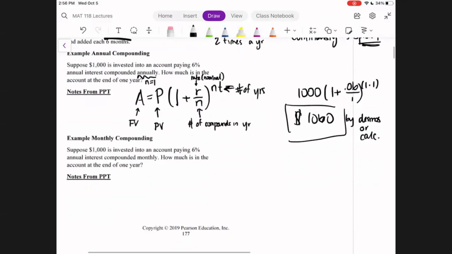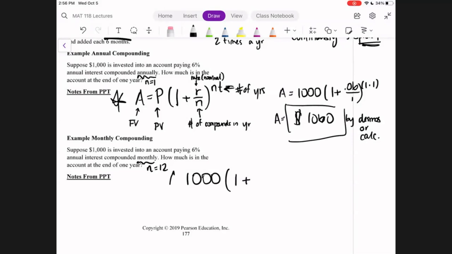So we have a second example where we're doing the same thing. We compound it monthly instead. So how would that change? So monthly means that your N is 12 because you're compounding it 12 times in a year. So if I plug everything in, I have 1,000 as my principal. I'm just using the formula here. And then 1 plus, I guess if we want, we could put A as what would be in the future. We have our 6%, divide by 12, and then the power would be 12 times 1.